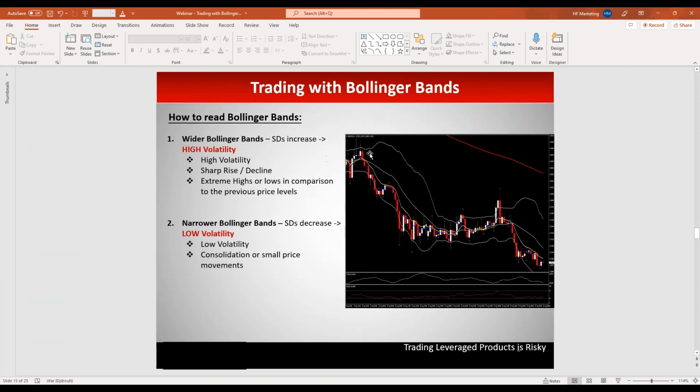The wider the Bollinger Bands are, can you see that they're wide? Here they are narrow, very, very tight, close to each other. But the wider they get, it means that there is high volatility in the market. We might see sharp rises, sharp declines, big body candles. So when we have wide Bollinger Bands, this means high volatility. And you know that we want volatility.